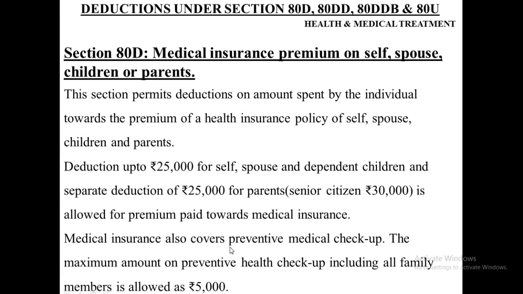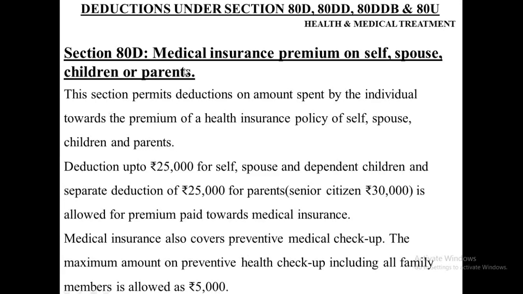Medical insurance also covers preventive medical checkup, with a maximum limit of rupees 5,000. The aggregate amount of deductions under section 80D must not be more than 55,000: 25,000 for self, spouse and dependents, and 30,000 for parents, including the 5,000. So it should not be more than 55,000 for claiming deductions under section 80D. I am telling again.